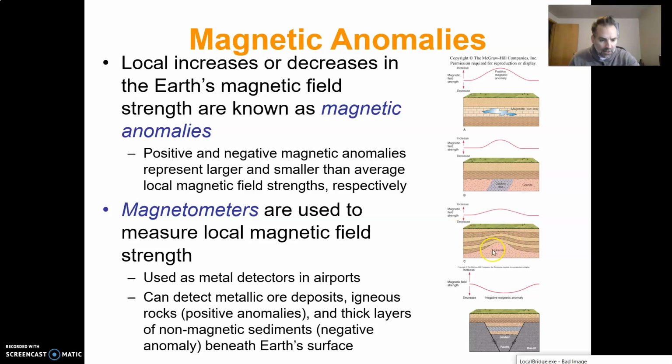And down here, it shows granite, an intrusive body pushing up on these other layers. Granite doesn't have a lot of magnetic minerals in it, but it shows a very slight, subdued strength here. On the other hand, if you have no magnetic materials in it and you just have sediments, it's going to give you a negative anomaly. So that's how we use magnetometers to detect really high magnetic strength in rocks.